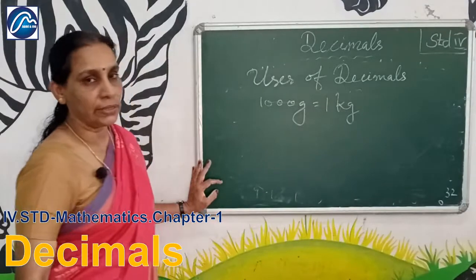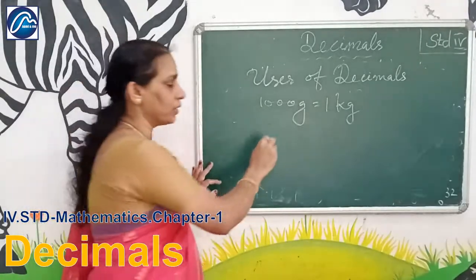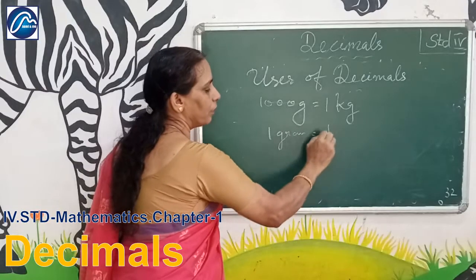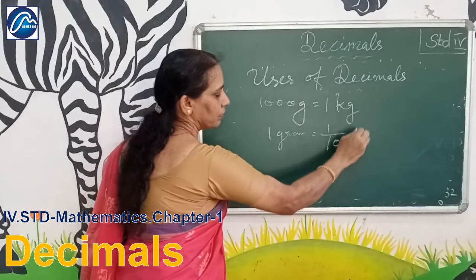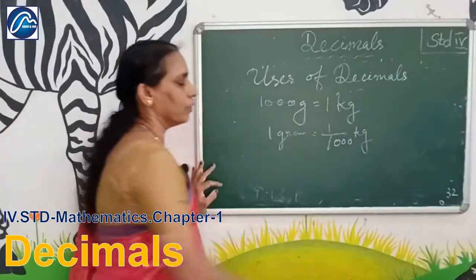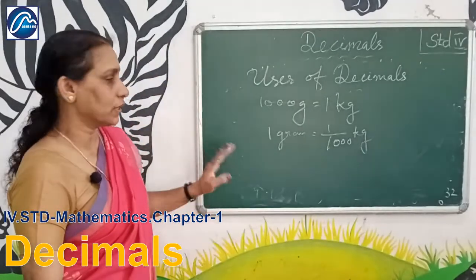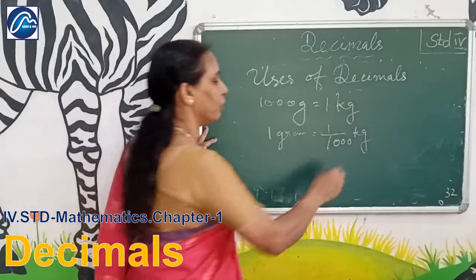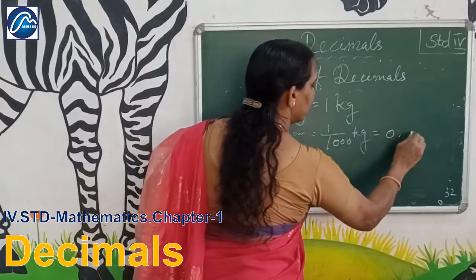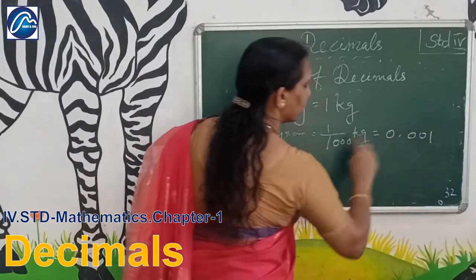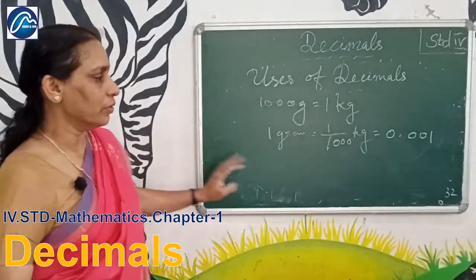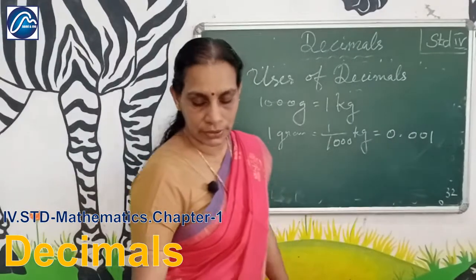1000 gram means 1 kilogram. So 1 gram means 1 by 1000 kilogram. How will you write? 0.001 because there are 3 zeros after 1. So we will put 3 decimal places.